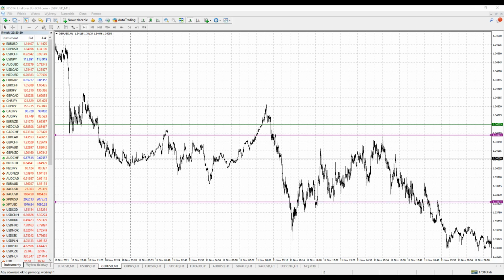What we are going to discuss? We are going to discuss today the scalping strategies. I'm going to discuss two possibilities. One is my very favorite, but I'm going to talk to you also about the second one.